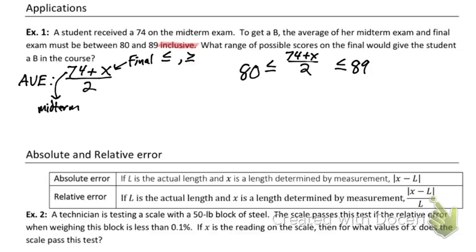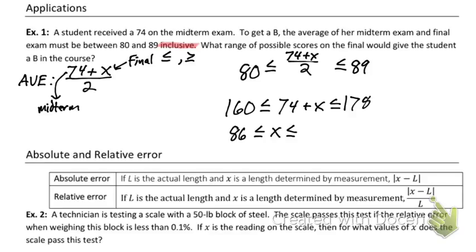First, we multiply all three sides by 2 to get me 160 is less than or equal to 74 plus x is less than or equal to 178. Now I subtract 74 from all three sides, which would be 86 on this side, less than or equal to x is less than or equal to 104, which means to score on this test, I have to get somewhere between an 86 and a 104 with brackets, because it is included. Inclusive means brackets.